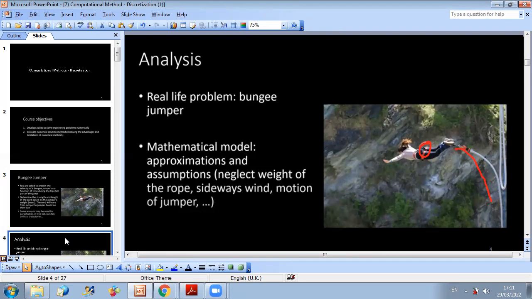So for example, in the real life case, we have a lot of issues that can be neglected. For example, you can neglect the weight of the rope, you can neglect resistance of air, or if it's considerable, because if you are jumping at large velocity, you cannot neglect resistance of air. It will be important. But you can, for example, neglect some sideways wind effects or relative motion of the jumper, you know that the jumper is not a particle. You can have motion of the hands relative to the body, but you can neglect these issues to simplify your model.